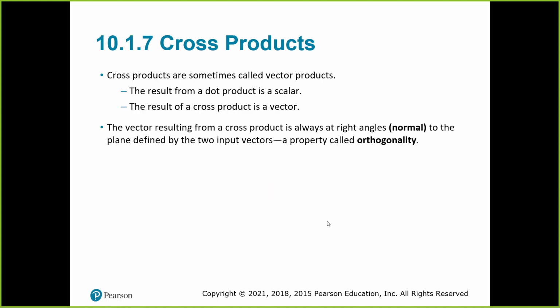Okay. Cross product. I remember using cross product a lot in dynamics, and I think a little bit in physics. It's sometimes called a vector product. The result from a dot product is a scalar, whereas a cross product is a vector. It's basically taking two vectors and multiplying them together to give you a new direction of the resultant vector of the two vectors, and it gives you magnitude and angle and all that other good stuff.